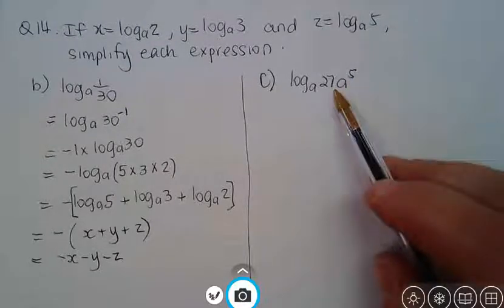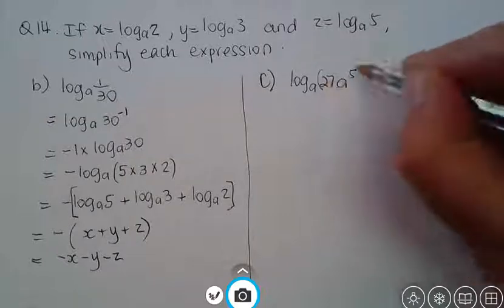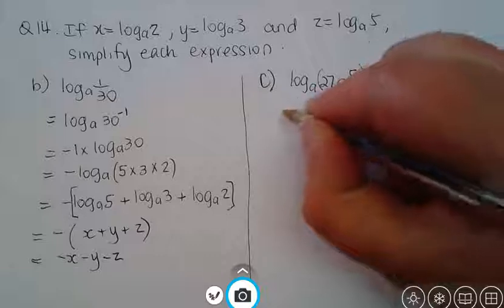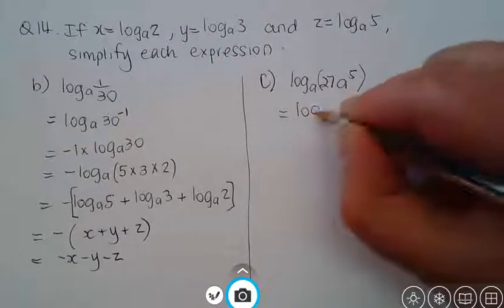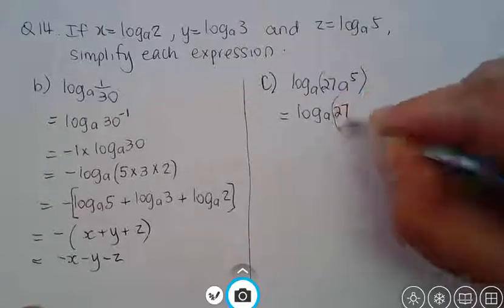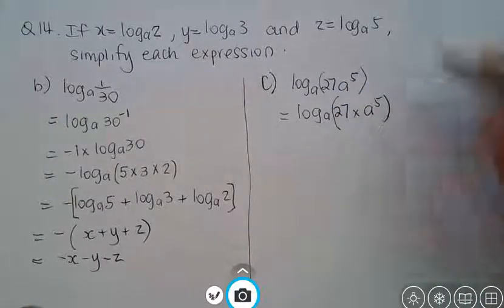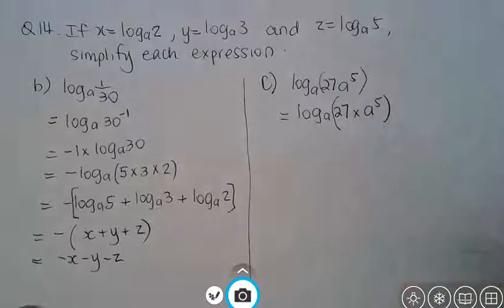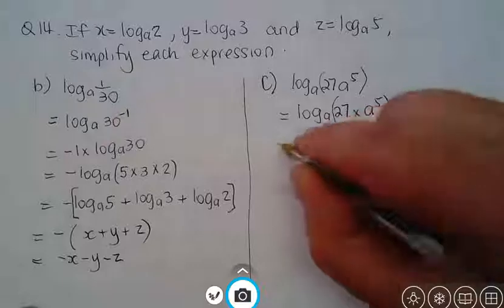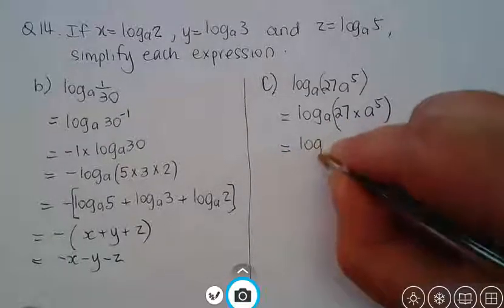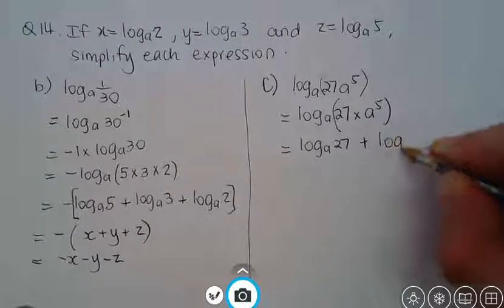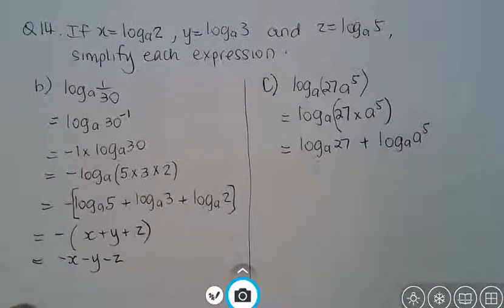Now it looks like the power of 5 only relates to the a. So we need to break these up first. This is log to the base a of 27, because there is really a multiplication symbol between the 27 and the a to the power of 5. So it's log to the base a of 27 times a to the power of 5. That's log to the base a of 27, now using our log law, plus log to the base a of a to the power of 5.